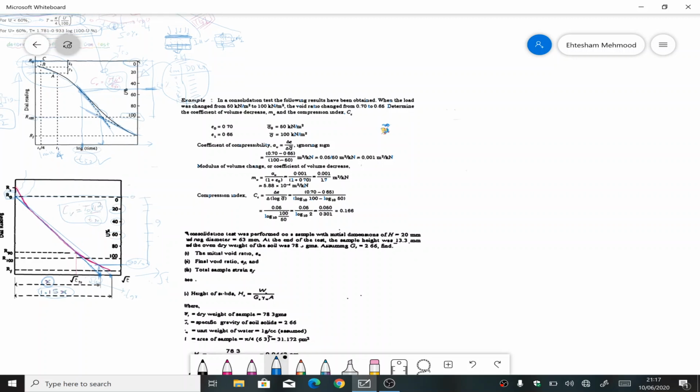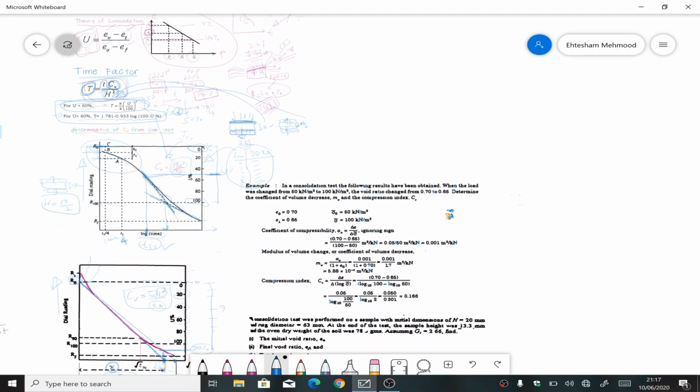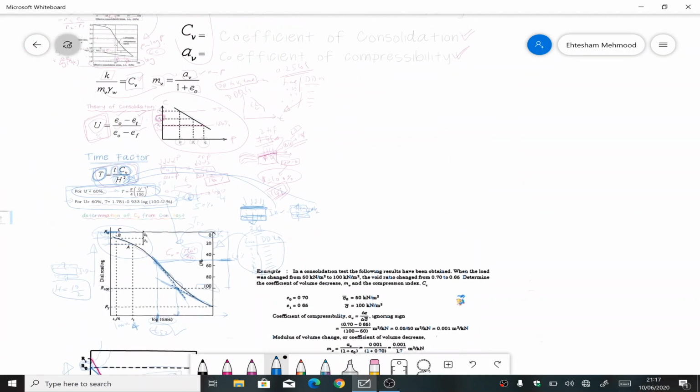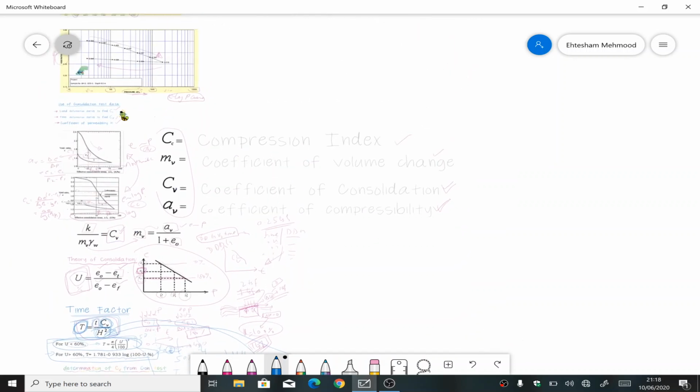Now this was pretty much all for the theory portion. Now we will try to solve a numerical, and let me have a look at where I placed the numerical. Let me get back to it, just a minute.